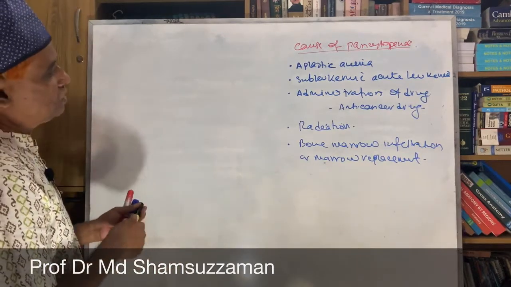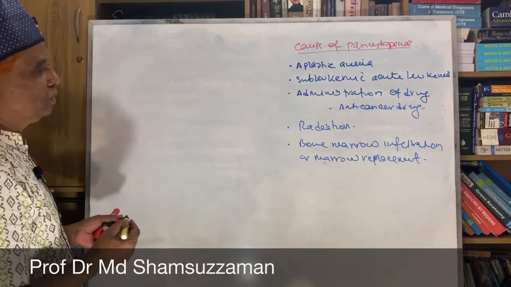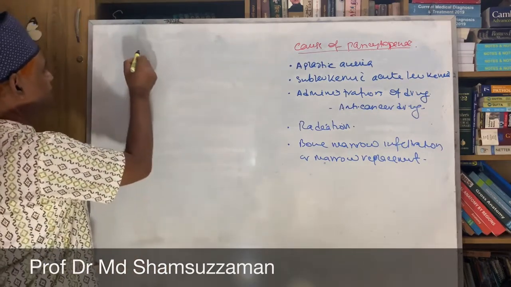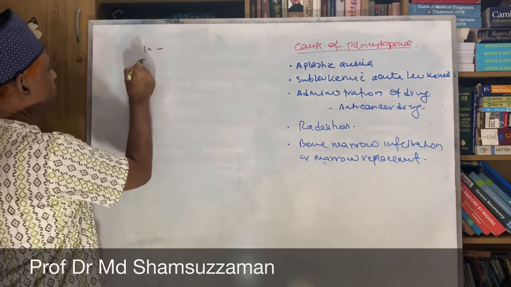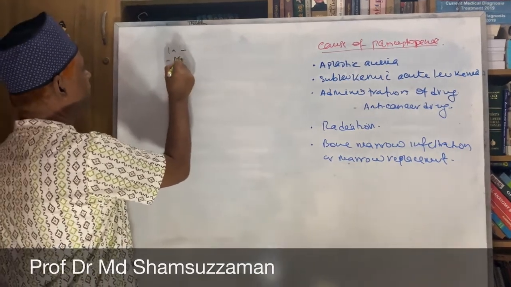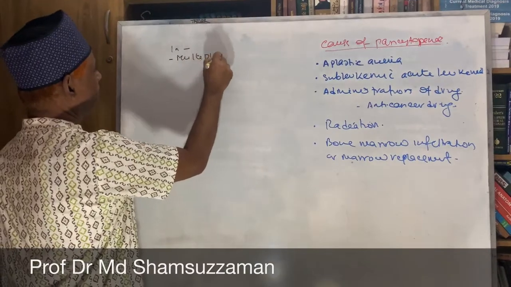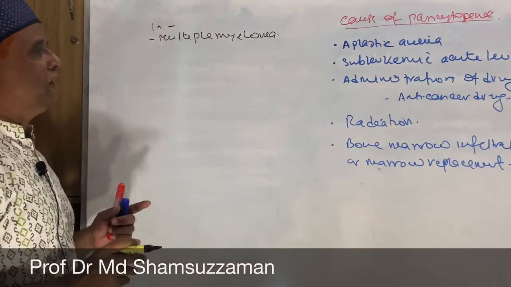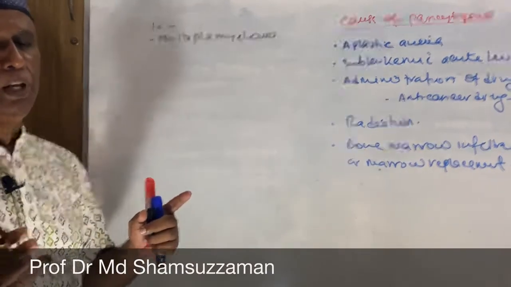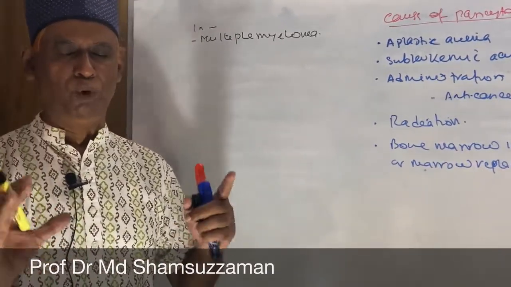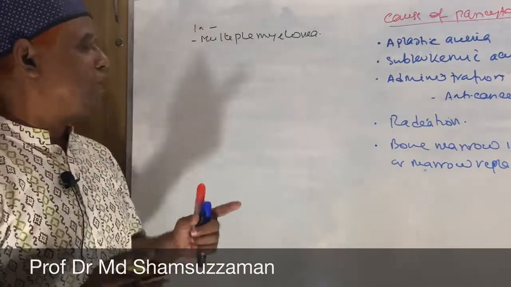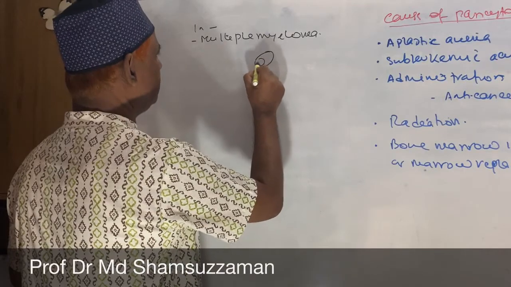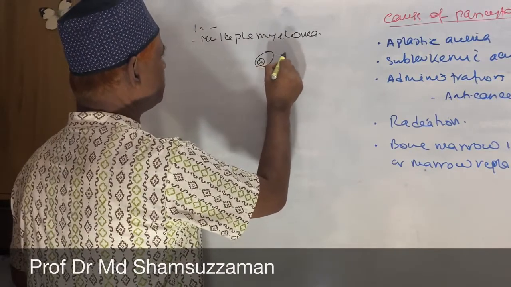What are the causes of bone marrow infiltration or bone marrow replacement? Number 1, multiple myeloma. You know, multiple myeloma or myeloma is the malignant neoplasm, the cancer, of plasma cell. You know, this is the plasma cell, eccentric nucleus, cartwheel appearance. This plasma cell produces antibody.